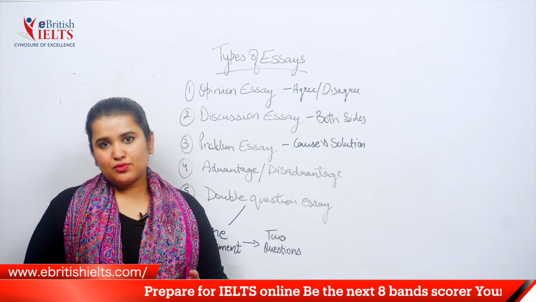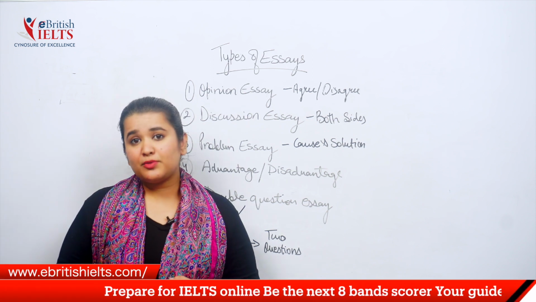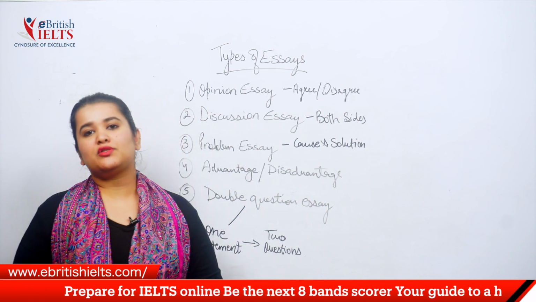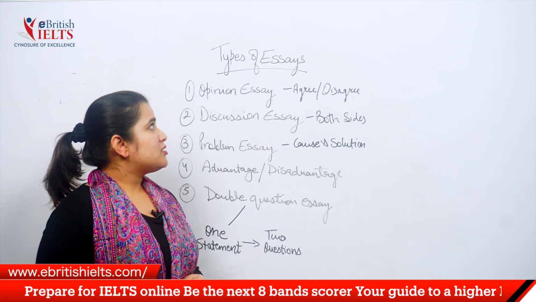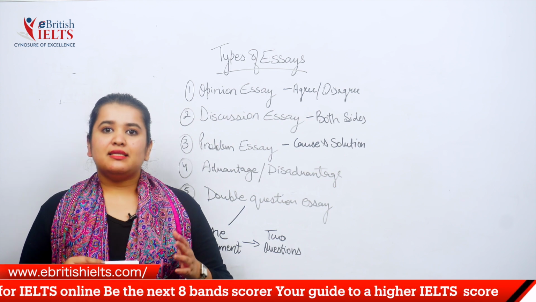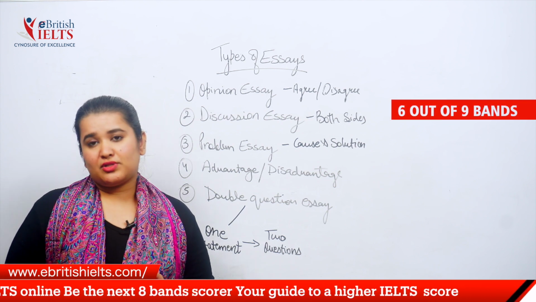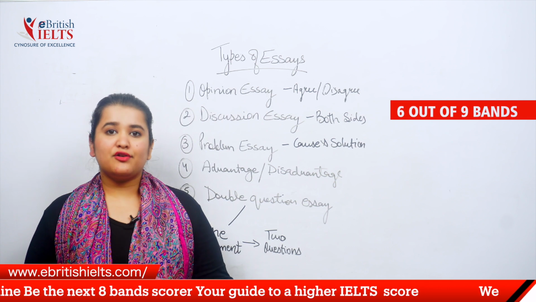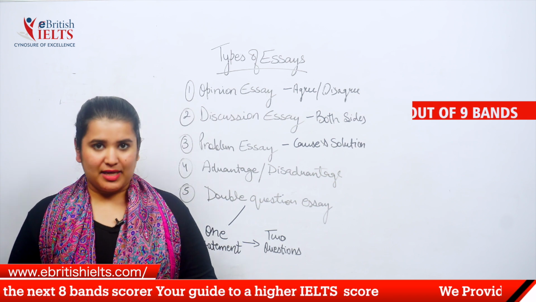For the academic student, it is usually a data interpretation question, and for the GT students, it's usually a letter. So remember that the writing task 2 contains about 6 out of 9 bands, which is a considerable amount. So getting a good hang of it will help you achieve a higher band score.